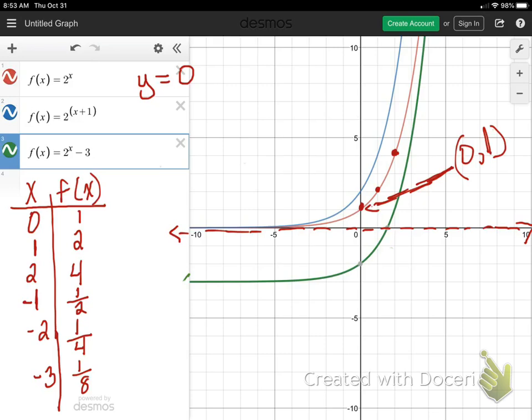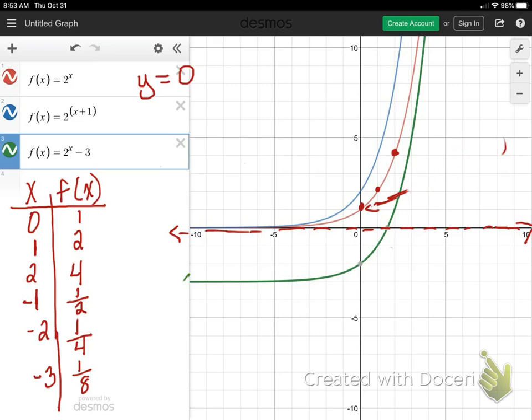That is an incredibly important point when you start talking about translating functions and we start moving them around. Because with exponents, it doesn't matter if you've got 2 to the x, 3 to the x, or e to the x. When you raise that to 0, what are you going to get? 1. Okay? So you need to pay special attention to what's happening to that point 0, 1.